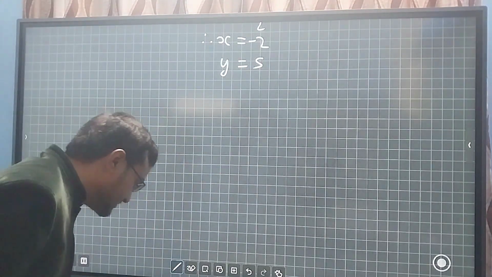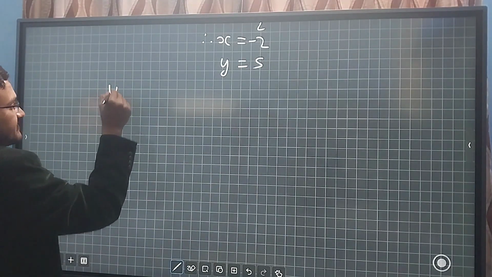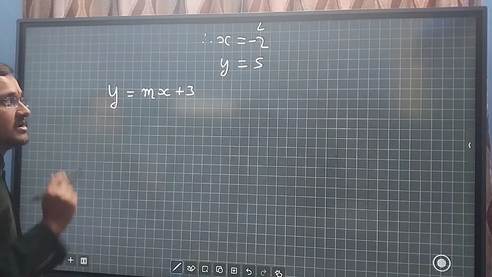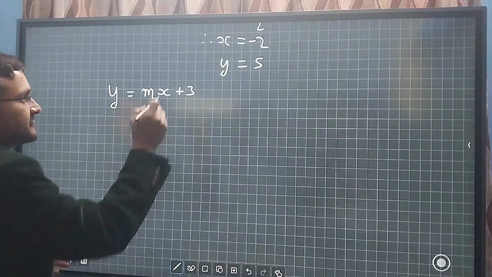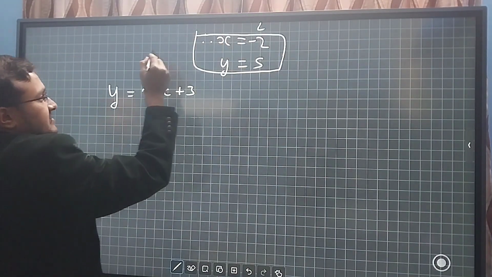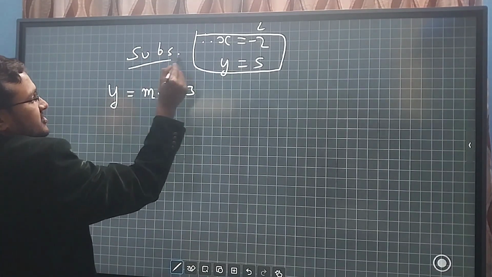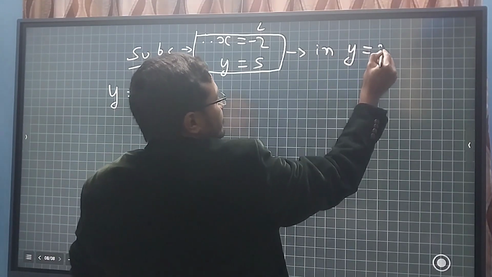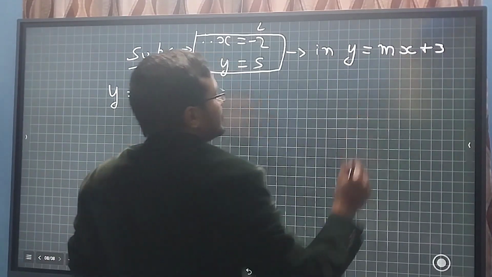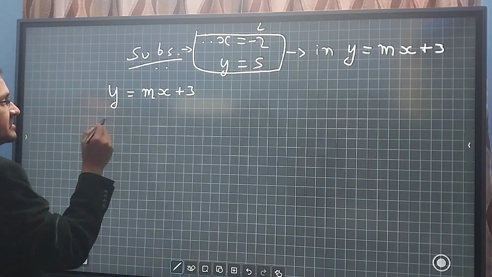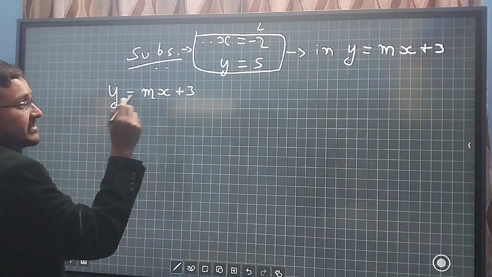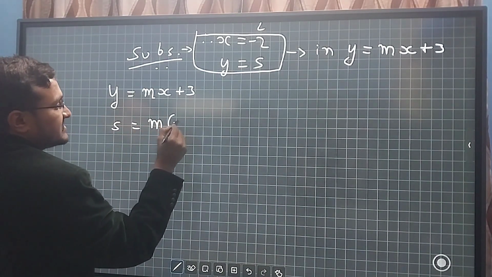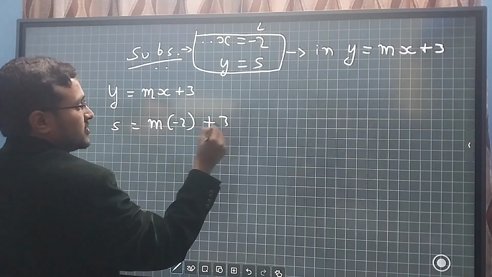The equation which they have given here is y is equal to mx plus 3. We have to substitute x is equal to minus 2 and y is equal to 5, the values we have found, in y is equal to mx plus 3 and find out the value for m. In the place of y I will be substituting 5, is equal to m into minus 2, in the place of x, plus 3.